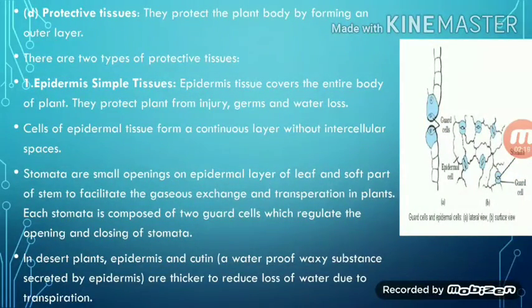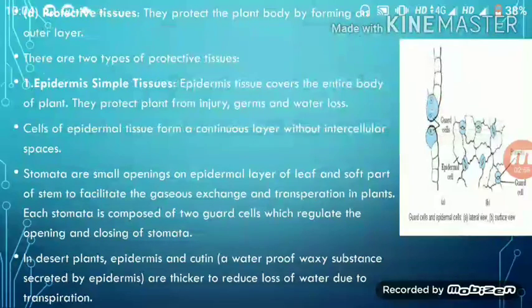In desert plants, the epidermis consists of a waxy layer, which is secreted by the epidermis only, a thick cuticular layer, to prevent loss of water due to transpiration. You know in deserts there is a lack of water, so to prevent this loss, they have a thick cuticular layer.